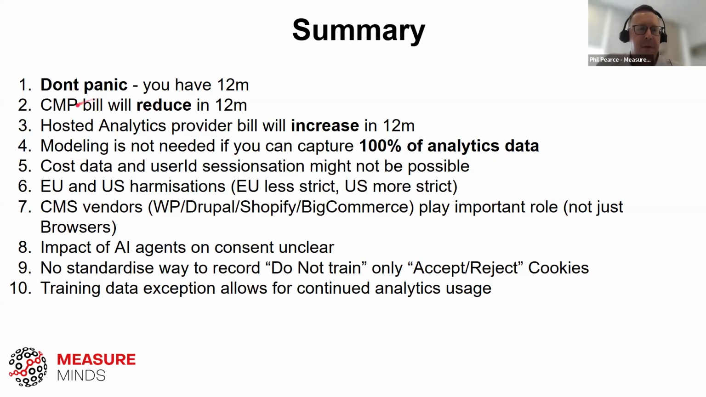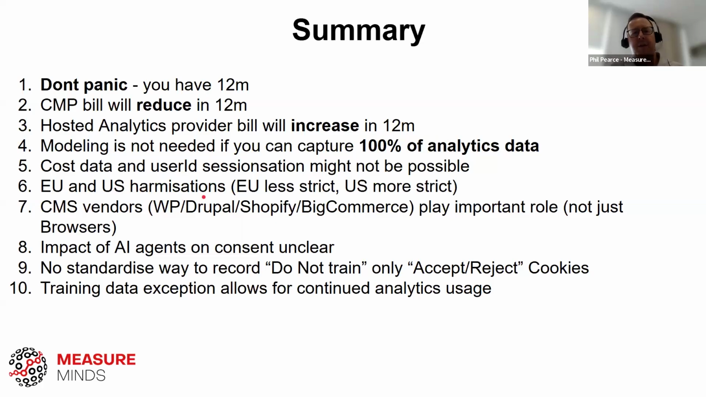Basically, the good news is the cost of CMPs will reduce. Bad news is brands are going to need to pay for a hosted analytics provider and plan for that, in at least 12 months' time. For the hosted analytics, good news is that if you don't use linking, you can use modeling. You don't need an opt-in, although you do still need an opt-out potentially. The cost data and user ID sessionization, potentially you can't do that as part of Omnibus.